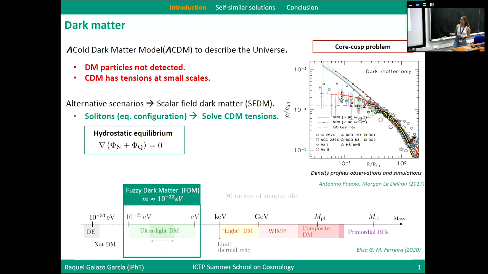Well, in terms of the solitons, here I plotted this just to illustrate the core-cusp problem, which is that in numerical simulations of cold dark matter, we predict that the dark matter density distribution inside the galaxies is so cuspy, whereas the observations say that indeed it's so flat.